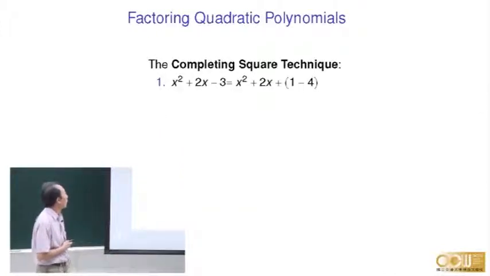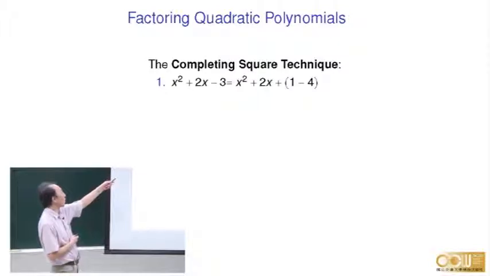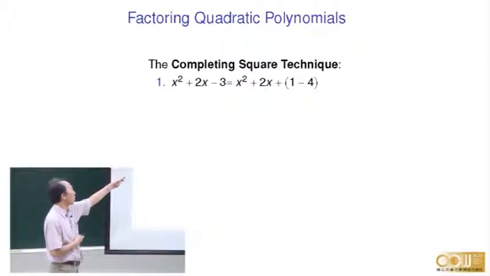Okay, and now we do the factoring quadratic polynomials examples. Okay, here I'm going to only introduce the completing square techniques. Okay, the first one is we try to factor this quadratic polynomial, x squared plus 2x minus 1.